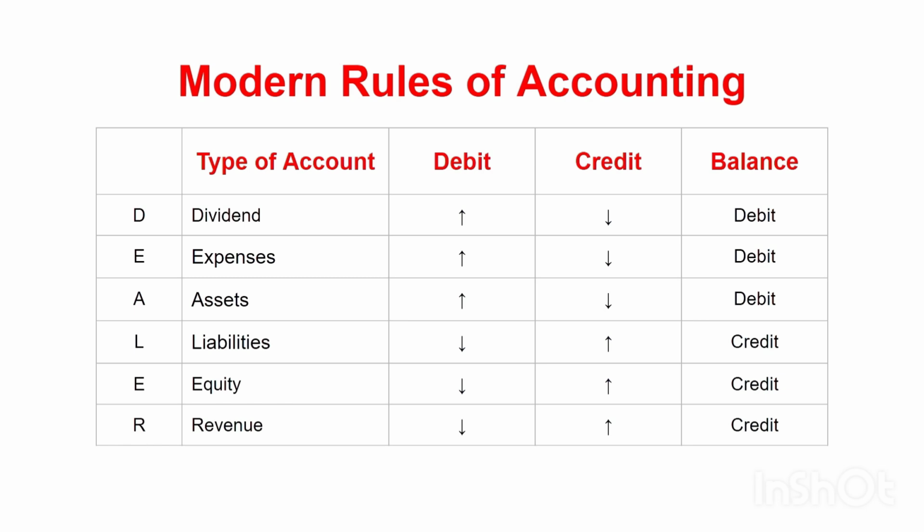The normal balance for each account, like dividend, expense, and assets, is debit, and for liabilities, equity, and revenue, the normal balance is credit. These are very helpful when recording transactions in the modern way. Now let's look at some examples.